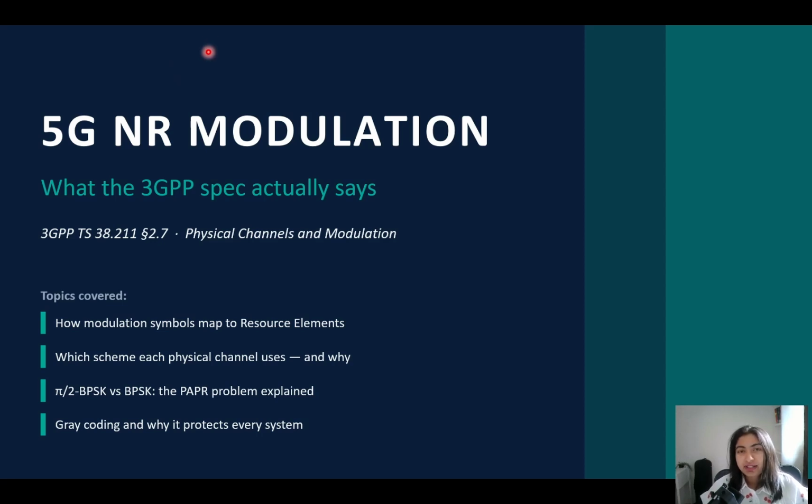In this video, we will be looking at the different modulation schemes that are used in 5G and 4G. By the end of this video, you will understand why exactly 5G uses the modulation schemes that it does. Why do different channels use different schemes? What is pi by 2 BPSK and why was it introduced? Let us get into it.